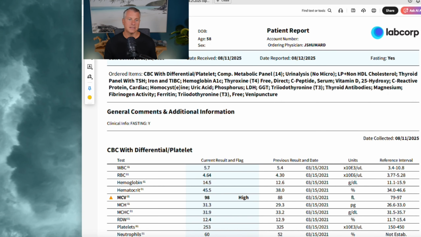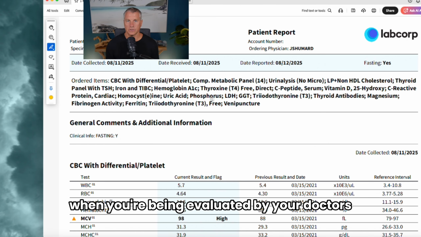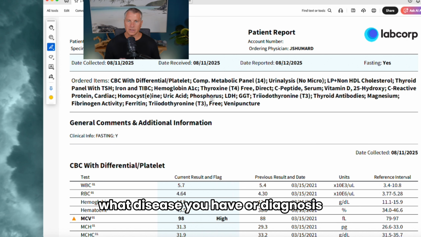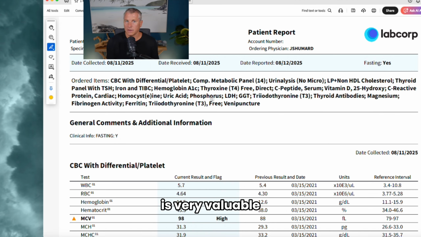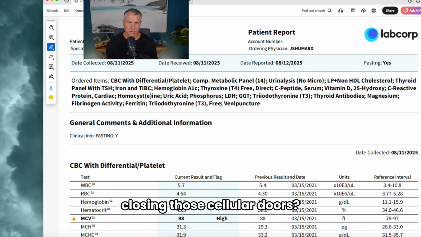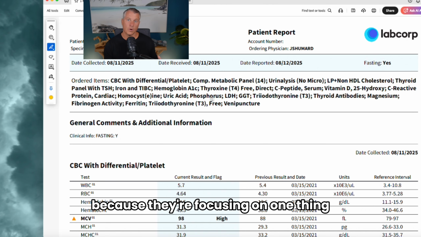So let's talk about a test that I have here in front of me. And we can see this test here is identifying many different things. So the first thing we want to look at on this test is essentially what is going on with this individual. But the problem is this: when you're being evaluated by your doctors, they're essentially looking at this testing to identify the highs and the lows, to identify what disease you have, or diagnosis. And testing can give us that information. It's very valuable, but is that going to help us identify what problems are closing those cellular doors? No. And this is what becomes so frustrating for so many individuals because they're focusing on one thing.